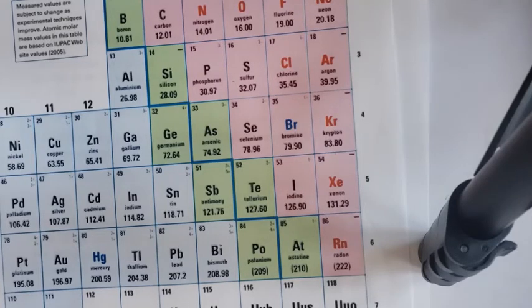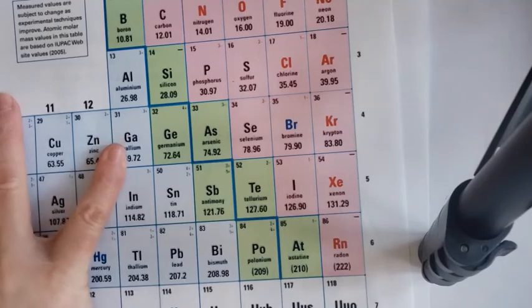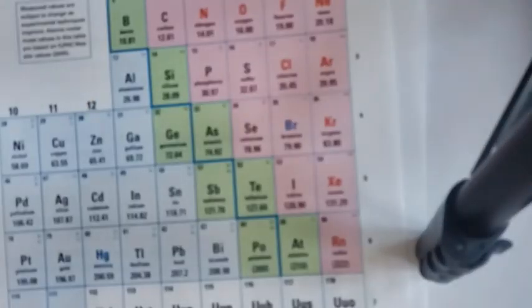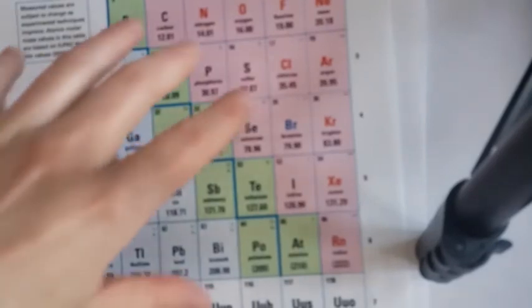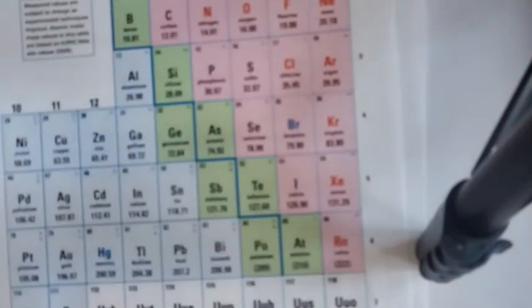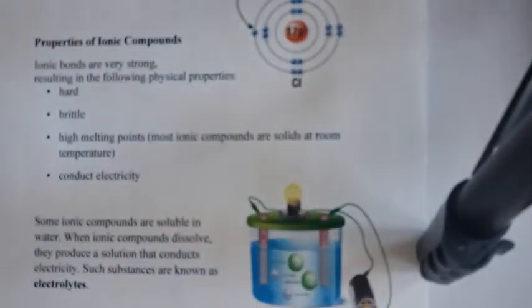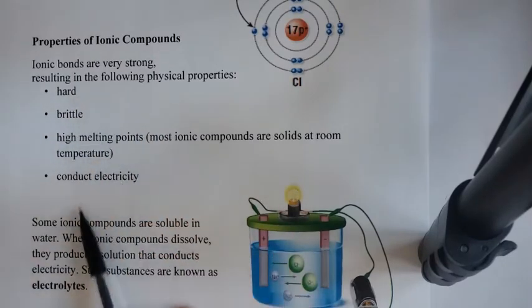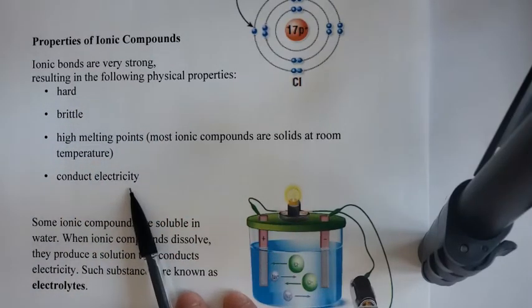In order for something to be an ionic compound, you have a metal which gives up an electron and a non-metal that gains an electron. So two things, we need a metal and a non-metal. And the reason for that is the metals give up electrons, the non-metals are gaining the electrons. So the properties, we said, are hard, brittle, high melting point, and they also conduct electricity.